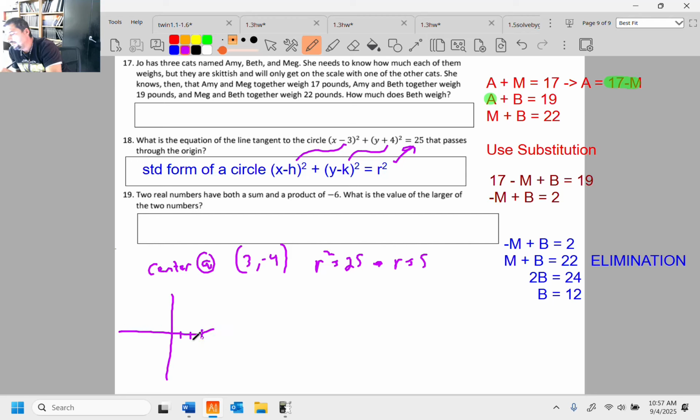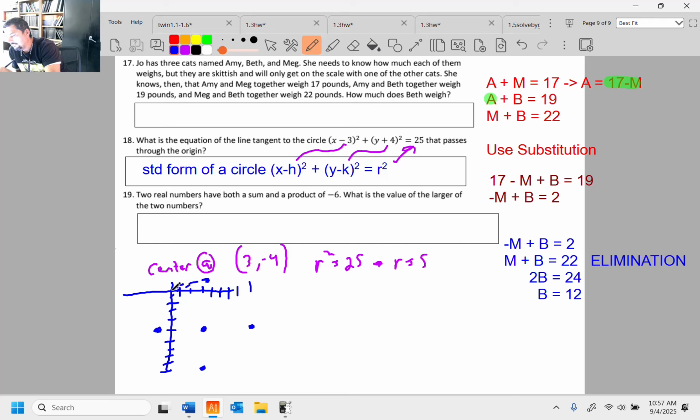Alright, so right 3 down 4 is the center of the circle, and I need more room actually. I don't need quadrants 1, 2, and 3. There's the center. Now the radius of this thing is 5, so I got to go down 5 units. I've got to go right 5 units. Got to go up 5, about right there, and I got to go left 5, which would be about right here. And I'm just going to dash this circle.